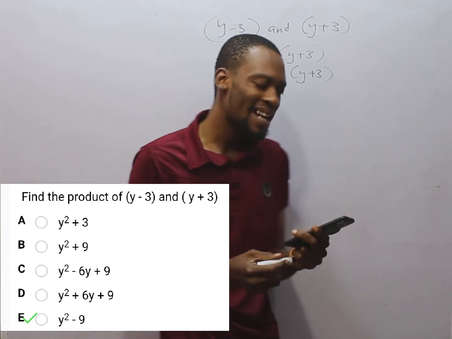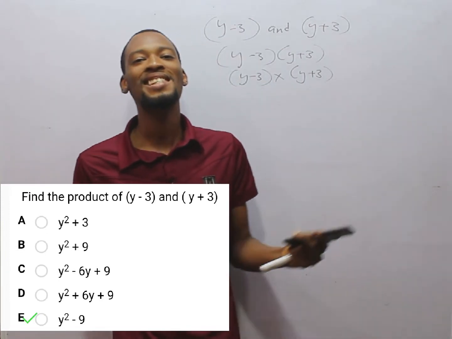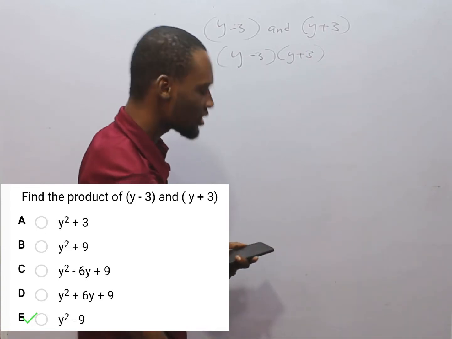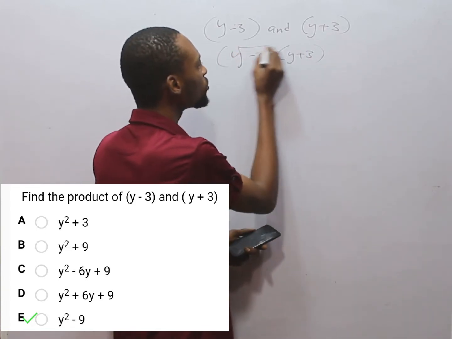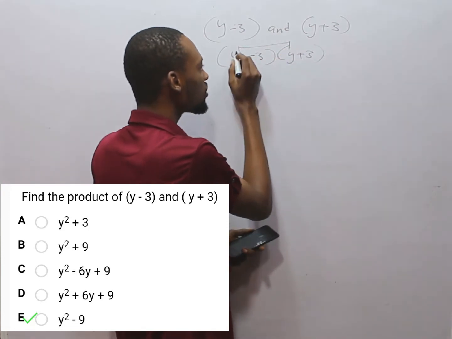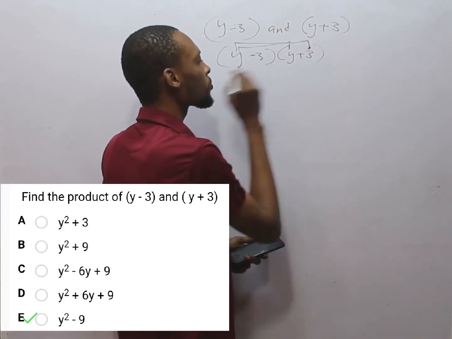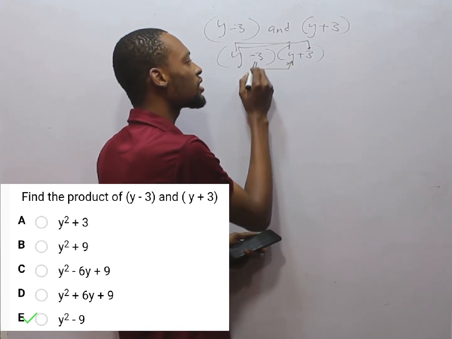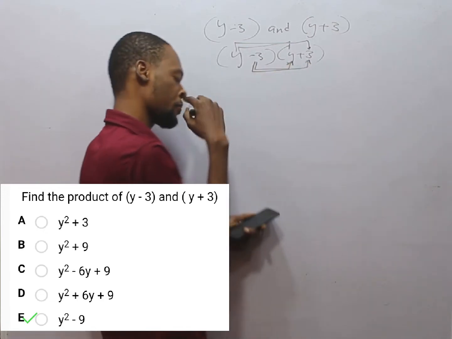How do you multiply two brackets? It is as easy as ABC. If you are given something like this, you use this first one to multiply this guy, use this first one again to multiply the second guy, then use the second one to multiply this guy, use the second one again to multiply the next guy.